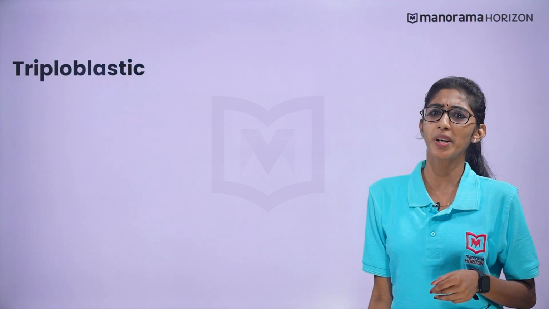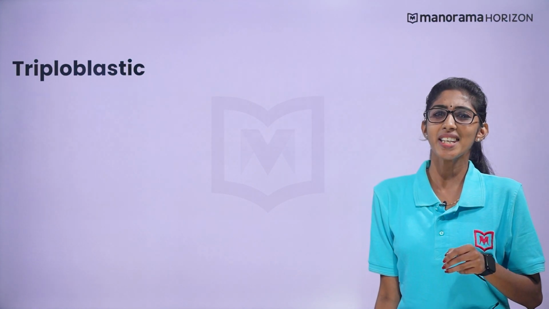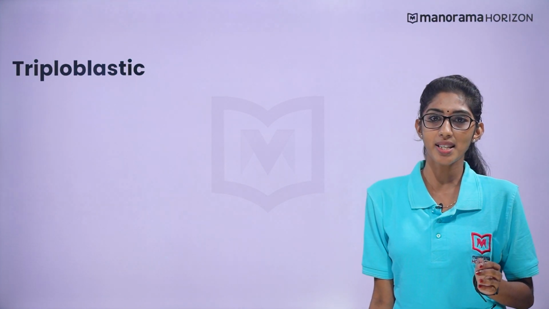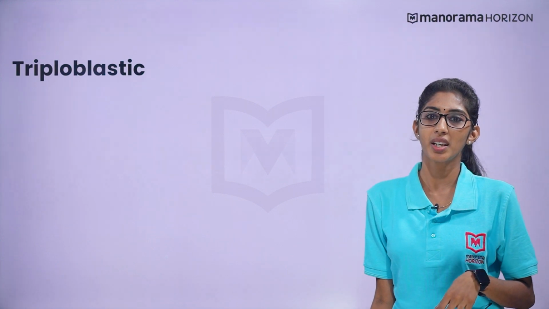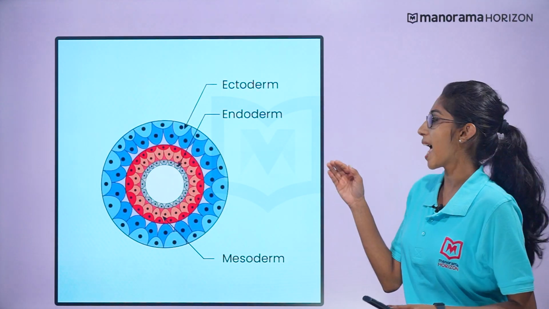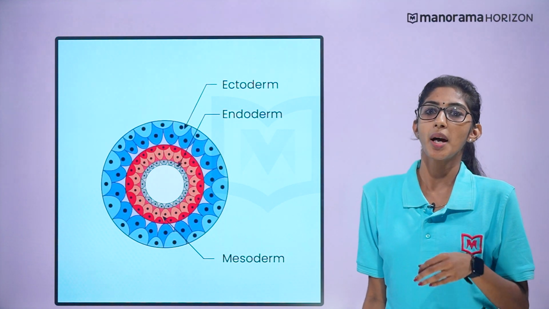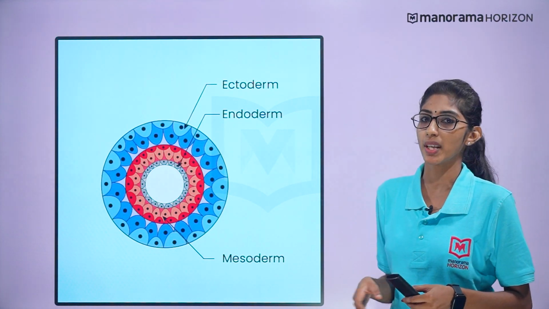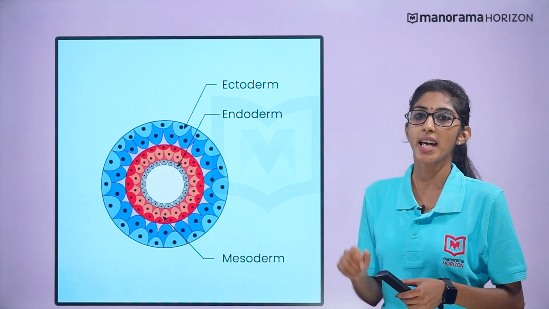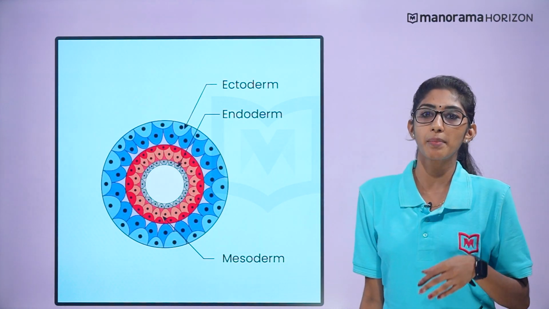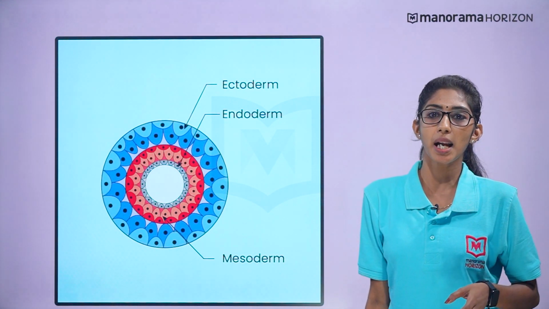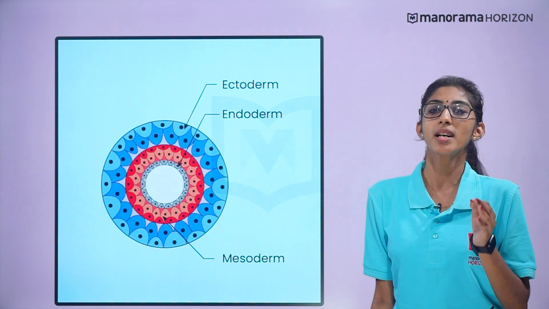Then, what do we mean by triploblastic? Yes, the developing embryo has three germ layers: the outer ectoderm, the inner endoderm, and a third germinal layer, the mesoderm, present in between the ectoderm and the endoderm. All animals from phylum Platyhelminthes to phylum Chordata are triploblastic.